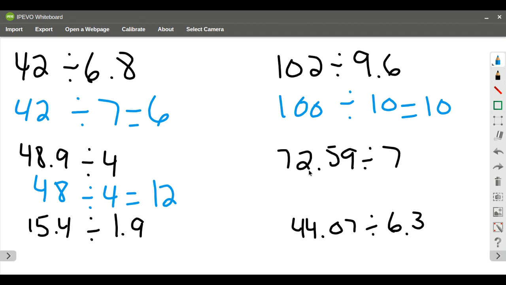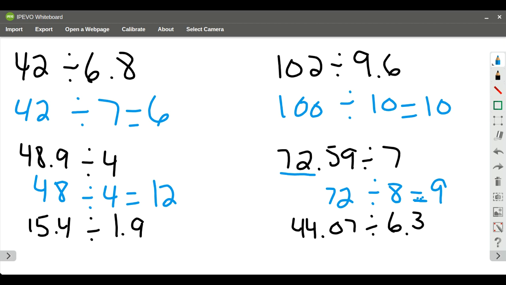Okay, 72.59 divided by 7. I am going to take the 7 and I'm noticing here that I have 72. So I'm going to turn 7 into 8 and then leave 72 alone. So I have 72 divided by 8, which is going to be 9.